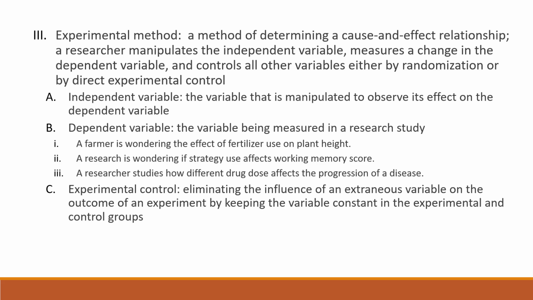The second part of the experimental method is experimental control, which is eliminating the influence of extraneous variables on the outcome of an experiment by keeping the variable constant in the experimental and control groups. So we typically do research in a laboratory setting because it helps us to control as many variables as possible. We can control temperature, noise level, how many people are in the room, and so on. Having control over the environment allows us to know that these variables did not affect the results.